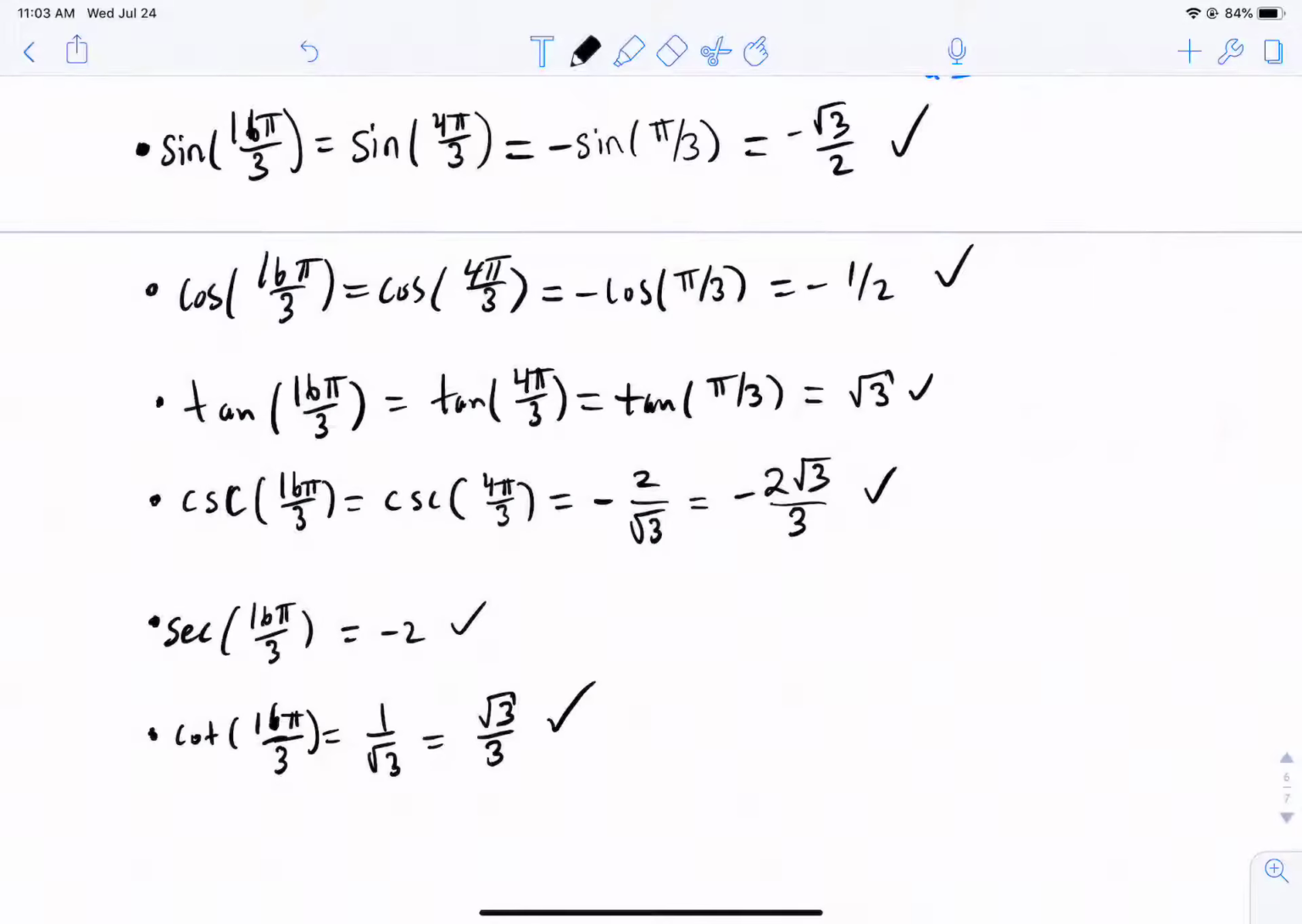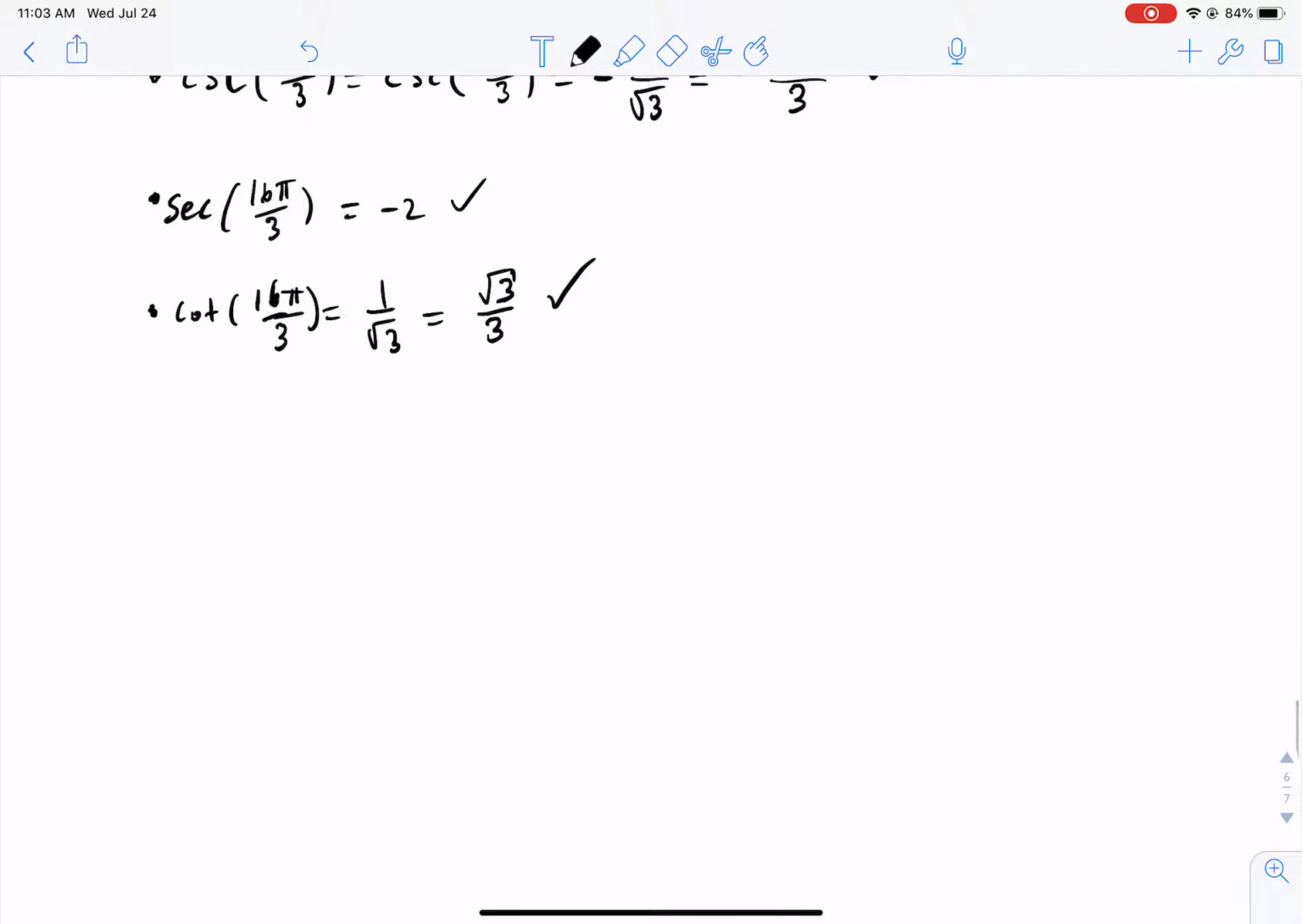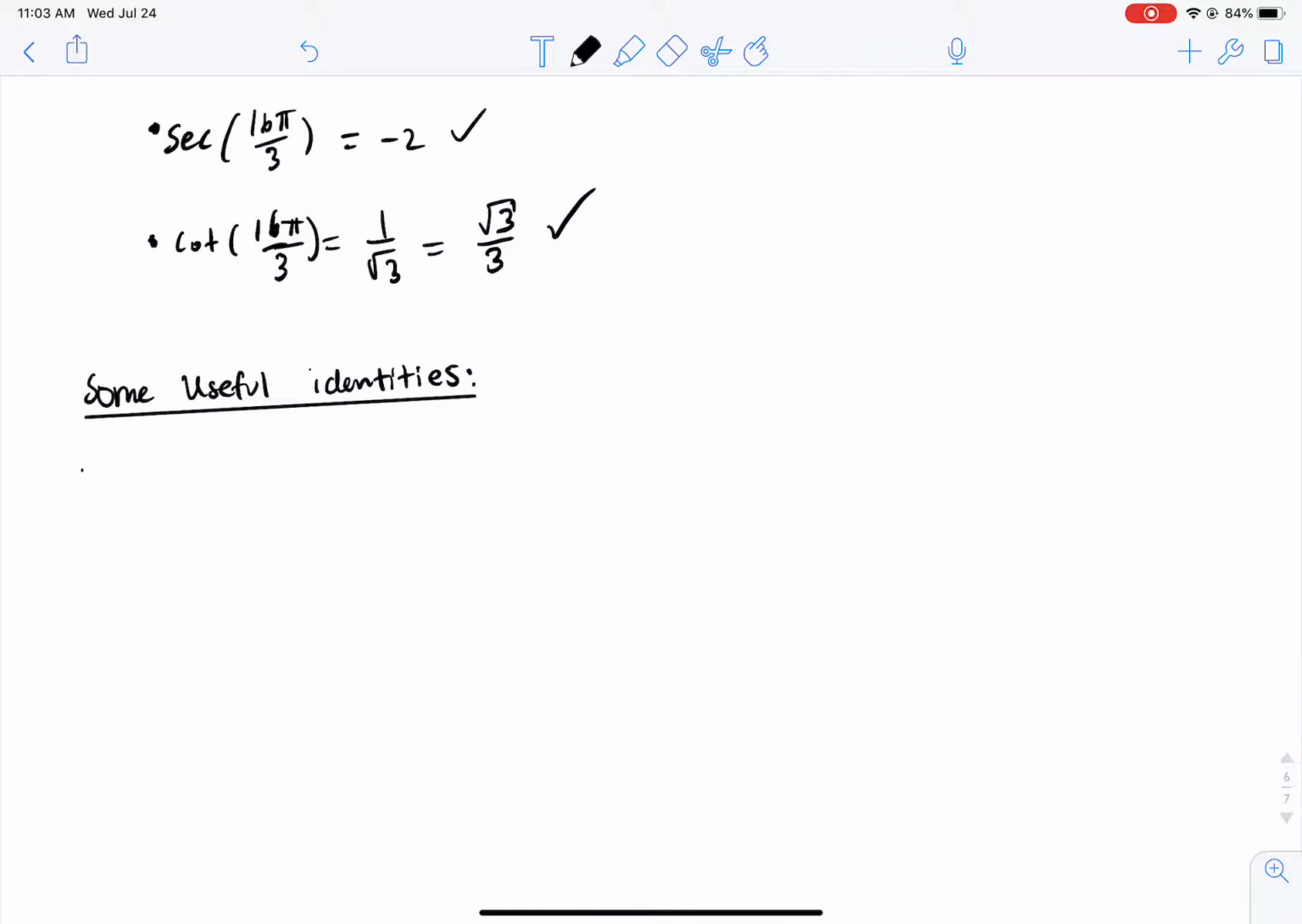So here are some tips that I find useful for trigonometry, at least for college algebra, the 190 level. Some useful identities. So here is number one, right?